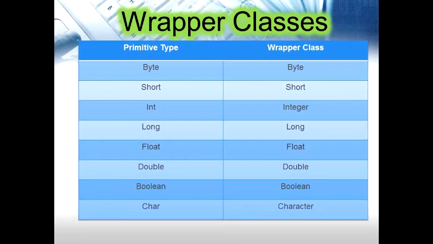For example, converting a numeric string value to an integer. The 8 wrapper classes used to wrap primitive data types in Java are given below: primitive data types and wrapper classes.